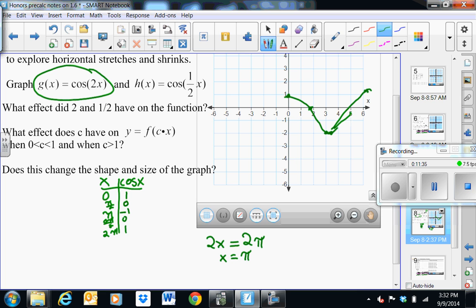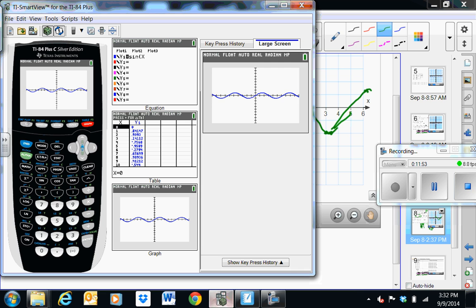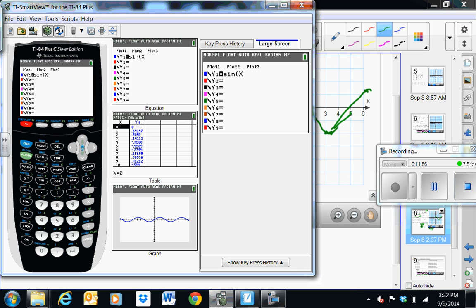What does that mean? Well, that means that the entire cosine function is now taking place in the period of pi instead of 2 pi. And let's do this one on our graphing calculators. This can be a little easier to see. So let's go ahead and clear this out and put in cosine of x. And then on y sub 2, let's put in cosine of 2x.